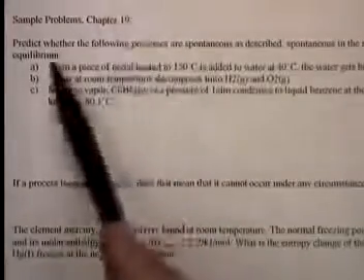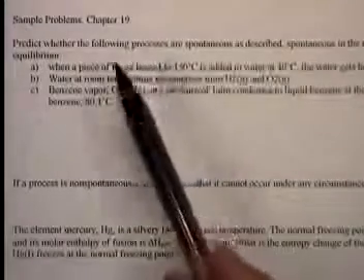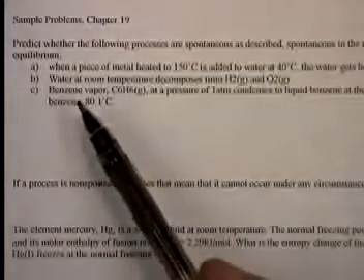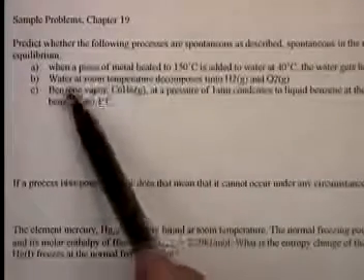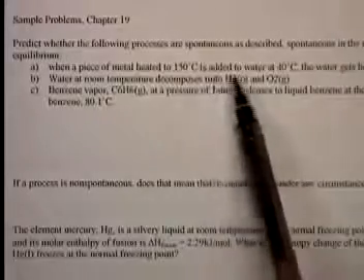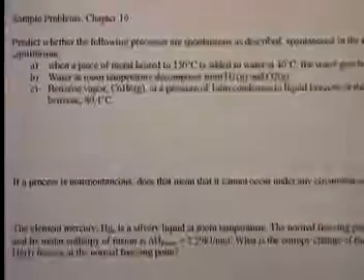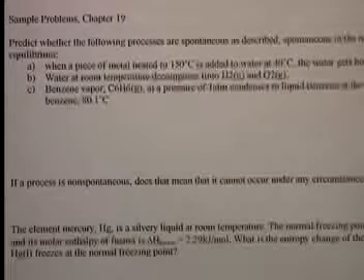It starts right here with the question that says, predict whether the following processes are spontaneous as described, spontaneous in the reverse direction, or in equilibrium. First question says, when a piece of metal is heated to 150 degrees and added to water at 40 degrees Celsius, the water gets hotter. Well, is this spontaneous, non-spontaneous, or spontaneous in the reverse direction, or is it at equilibrium?